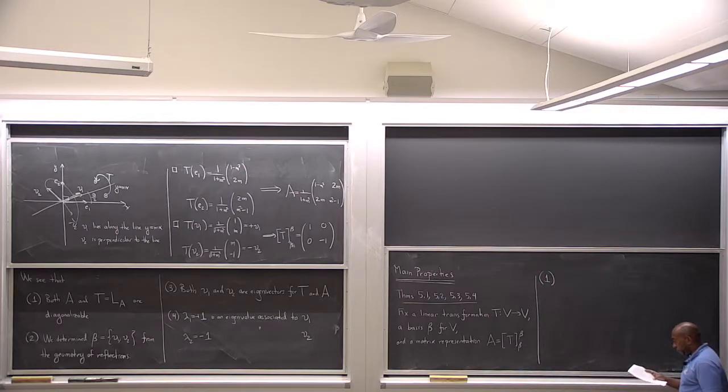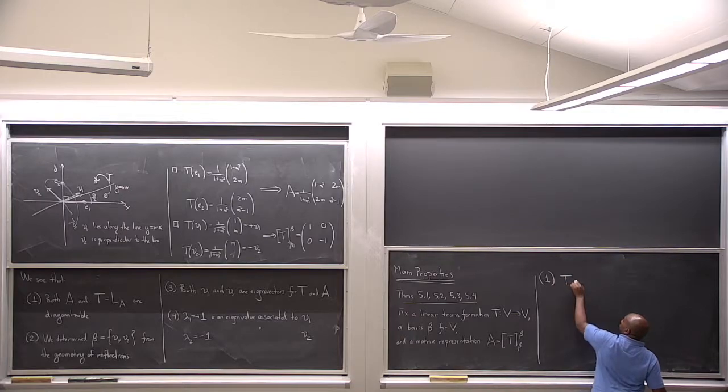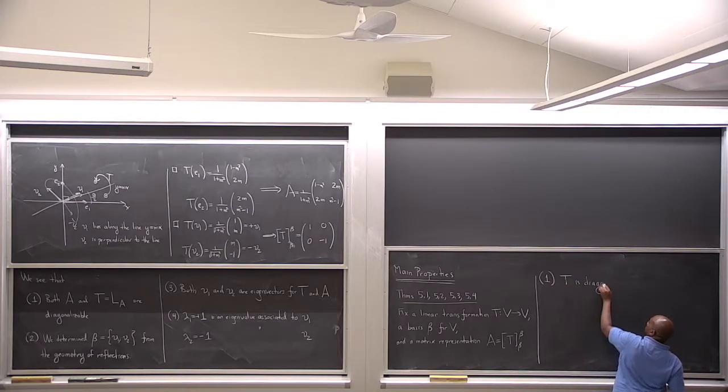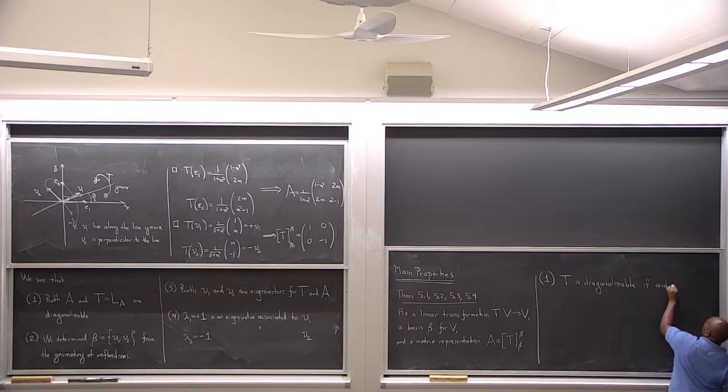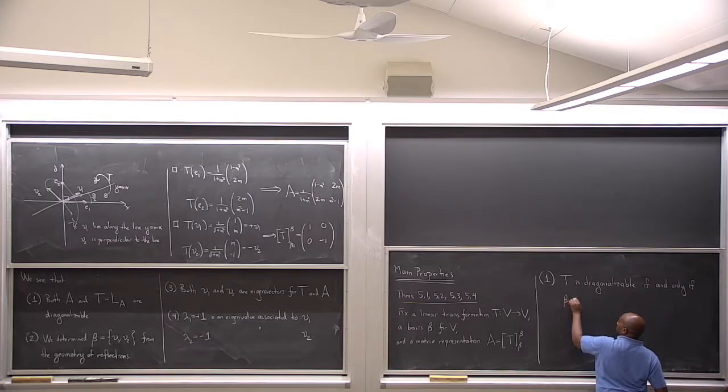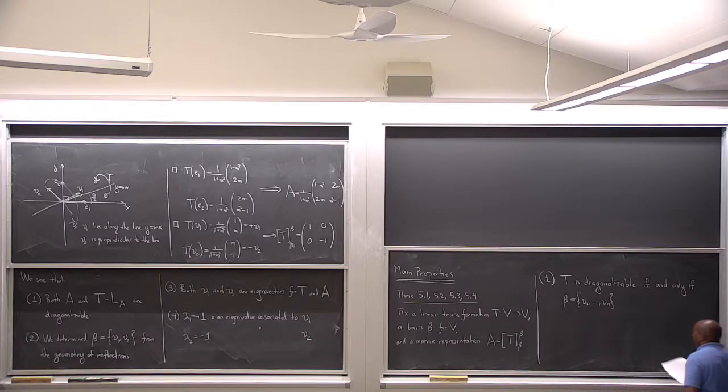Right, so let's start with the first one. T is diagonalizable if and only if beta, this basis, consists of eigenvectors of T. Right, so that is that there's a basis where each of the vectors there is an eigenvector of T.